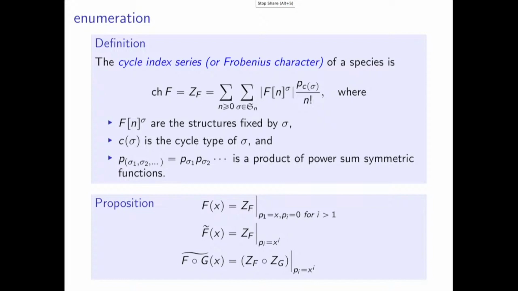I should stress the cycle index series does not determine the species. You can have non-isomorphic species which have the same cycle index series. And this is quite interesting because, as I said, it goes from the species to the character of the corresponding representation of the symmetric group. So this is just the character. But if you have a group action, you can have different group actions which correspond to the same representation. So this is not enough to get the group action back.